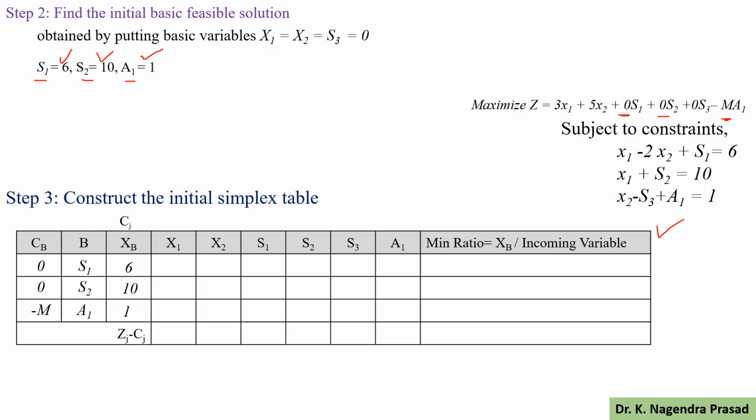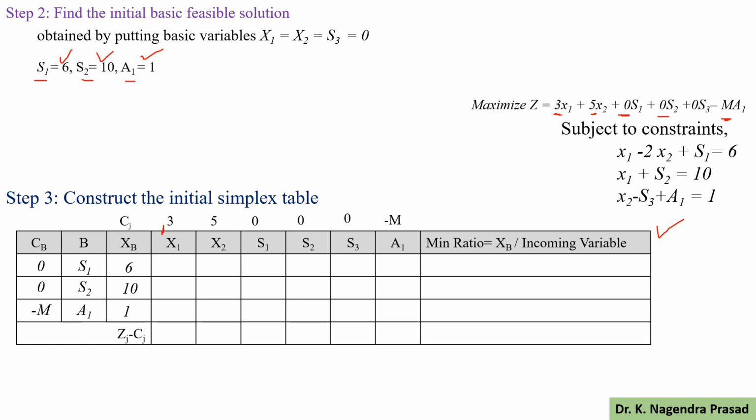And cj is the cost coefficients for the respective variables. So for x1 the cost coefficient is 3, for x2 the cost coefficient is 5, for s1 the cost coefficient is 0, for s2 the cost coefficient is 0, for s3 the cost coefficient is 0, and for a1 the cost coefficient is minus M.